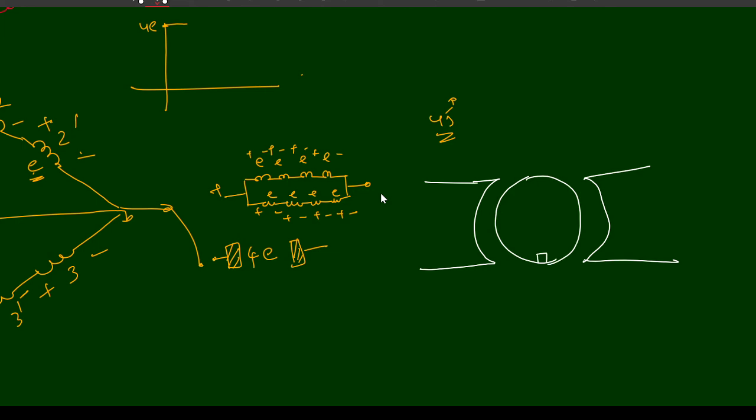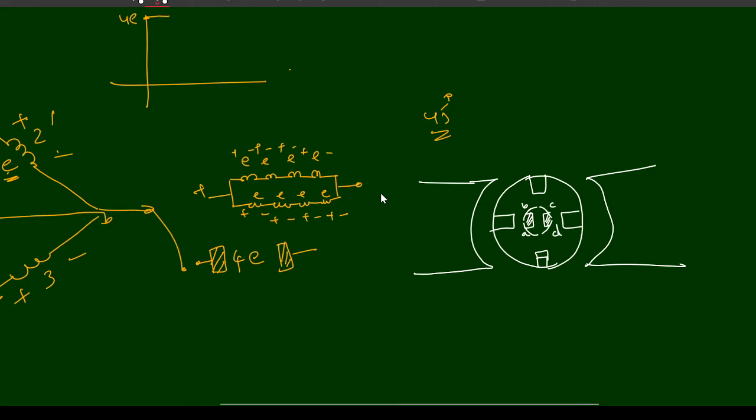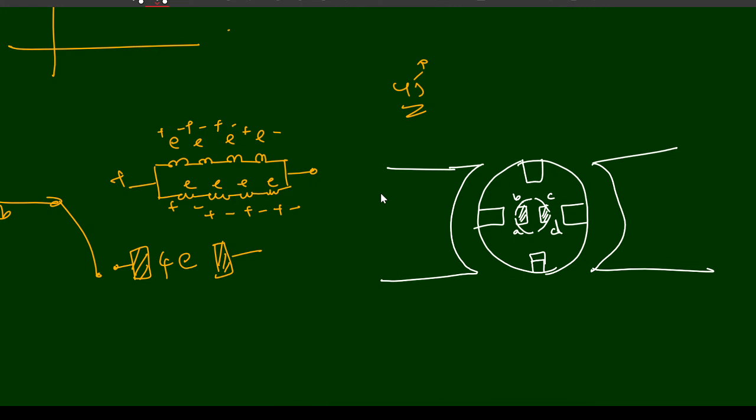So now the slots are at this position, and the commutator segments are like this. They are also rotated. This is A, this is B, C and D, and the brushes are still there only. Brushes are fixed.